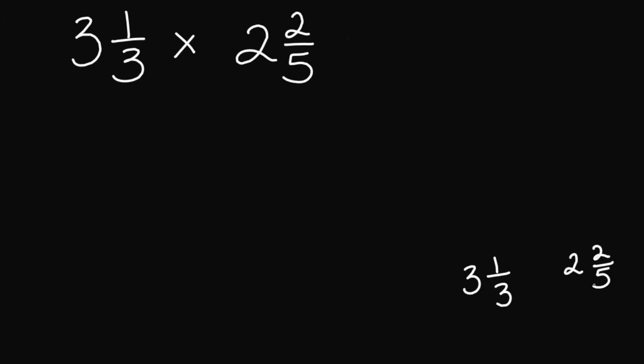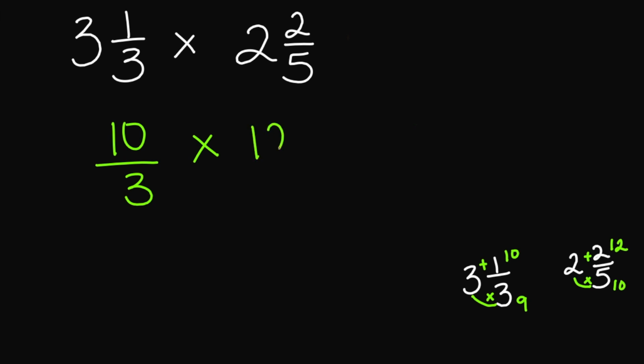All right, so let's look at this example. We're going to multiply 3 times 3. This is going to give us 9. Plus 1, this is going to give us 10. So improper fraction is going to be 10 over 3. Times 2 times 5. This is going to give us 10. Plus 2, this is going to give us 12. So as an improper fraction, you have 12 over 5.